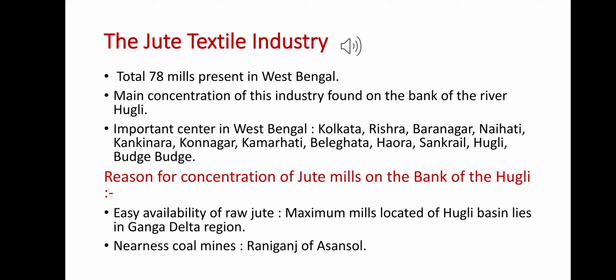The main reason is the easy availability of raw material. The maximum number of mills are located, as you already know, in the Hooghly basin, which lies in the Ganga Delta region. And secondly, the nearness of coal mines, like the coal mines located in Raniganj and Asansol. So you can easily get coal from there. Okay.